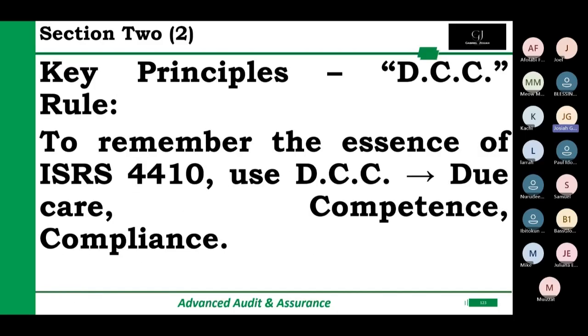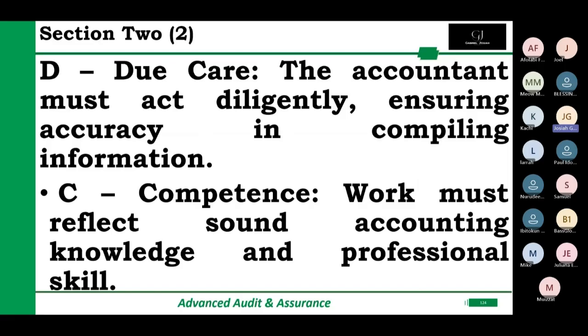The key principles, you could use this acronym to remember, the essence of ISRS 4410 is due care in compilation, competence of the practitioner providing it, and compliance with IFRS, internal and external rules. That's what to remember, and that's the essence of the revision of ISRS 4410 to help guide compilation engagements. Due care means the accountant must act diligently, ensuring accuracy in compiling that information, and competency underscores the fact that the work must reflect sound accounting knowledge, professional presentation, and skill by the practitioner.